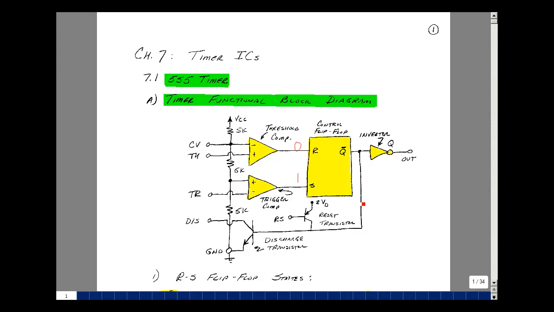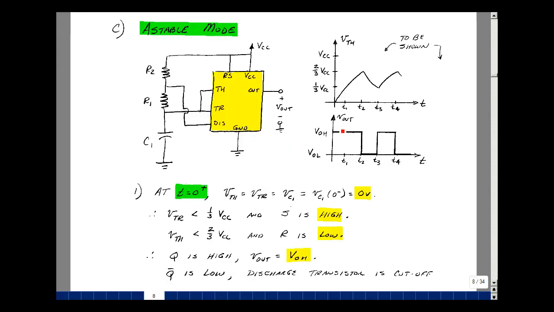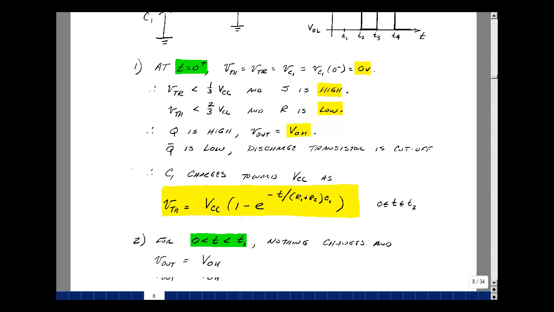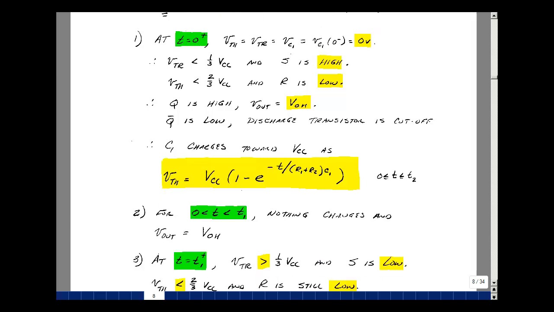Now when this is set low, this transistor is cut off. The RS pin is actually tied back to the power supply, so this is cut off the whole time. So our output goes high. And with the discharge transistor cut off, I now have an RC charging circuit, but now I have two series resistors. So it's going to be the same equation we had last time, except that we now have an R1 plus R2. My threshold voltage, which is also my trigger voltage, which is also my capacitor voltage, is going to be some VCC, power supply, times the quantity 1 minus e to the minus t over R1 plus R2 times C1. So this will be valid for t greater than 0, and we'll take a look at what's going to happen next.